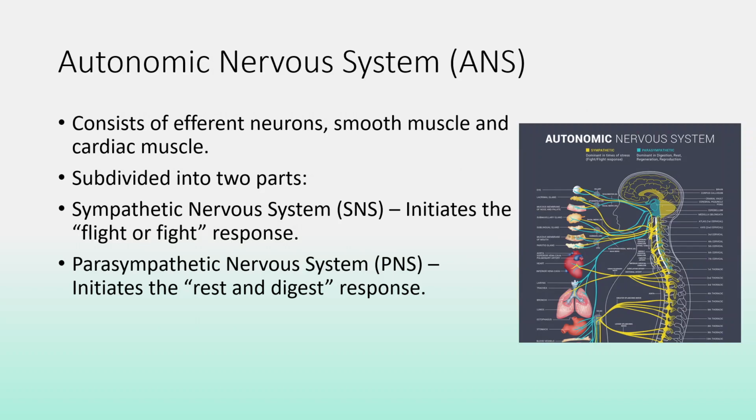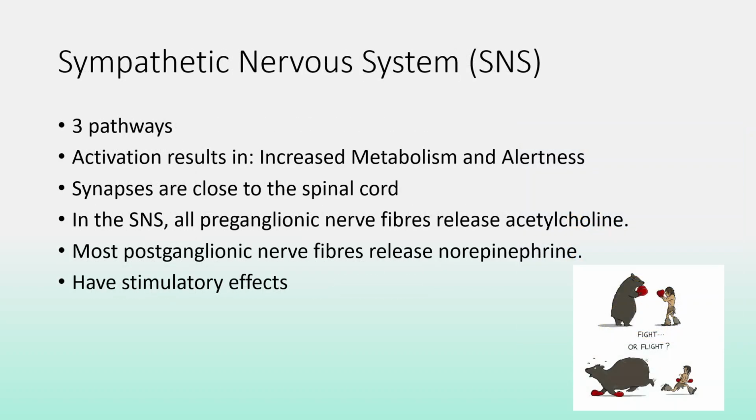Now let's move on to the autonomic nervous system. The autonomic nervous system consists of the efferent neurons, the smooth muscle, and the cardiac muscle. It's also subdivided into two parts: the sympathetic nervous system, which initiates the fight or flight response, and the parasympathetic nervous system, which initiates the rest and digestion response. Now, the SNS has three pathways, but these three pathways have the main goal of delivering oxygen and blood to the skeletal muscles and the skeletal system.